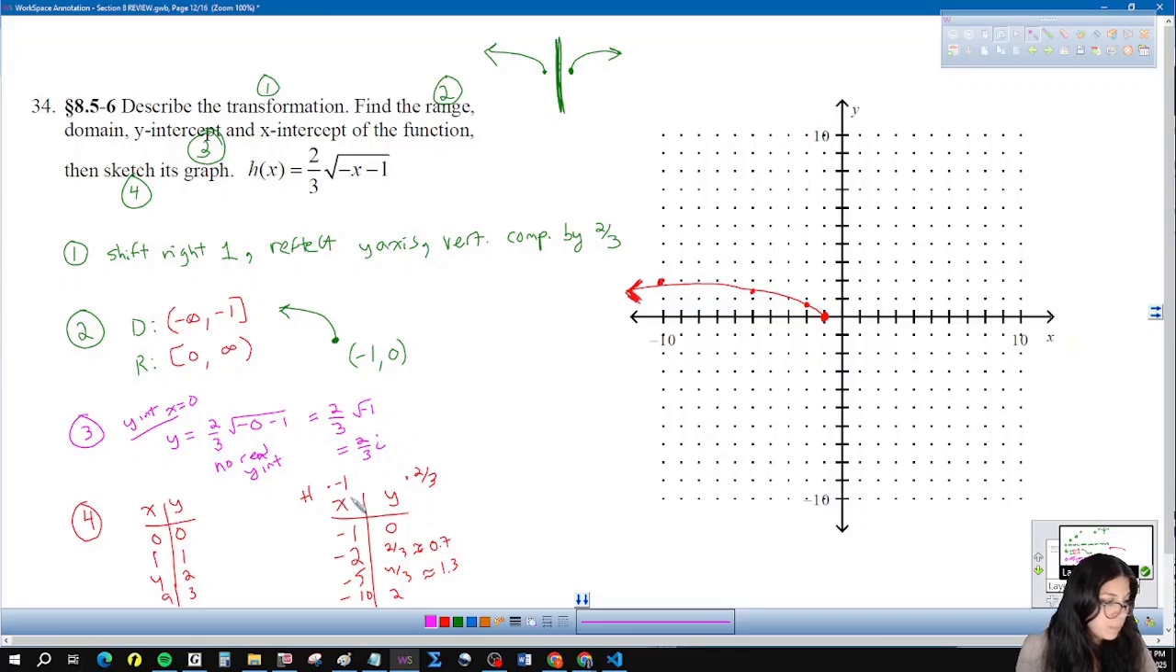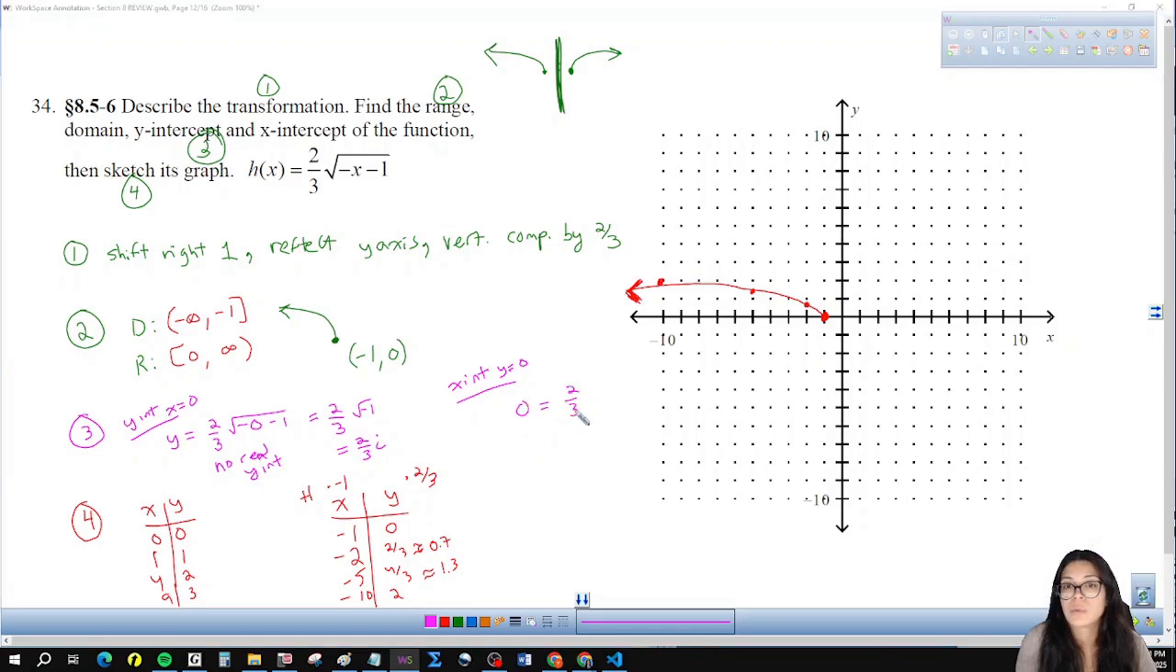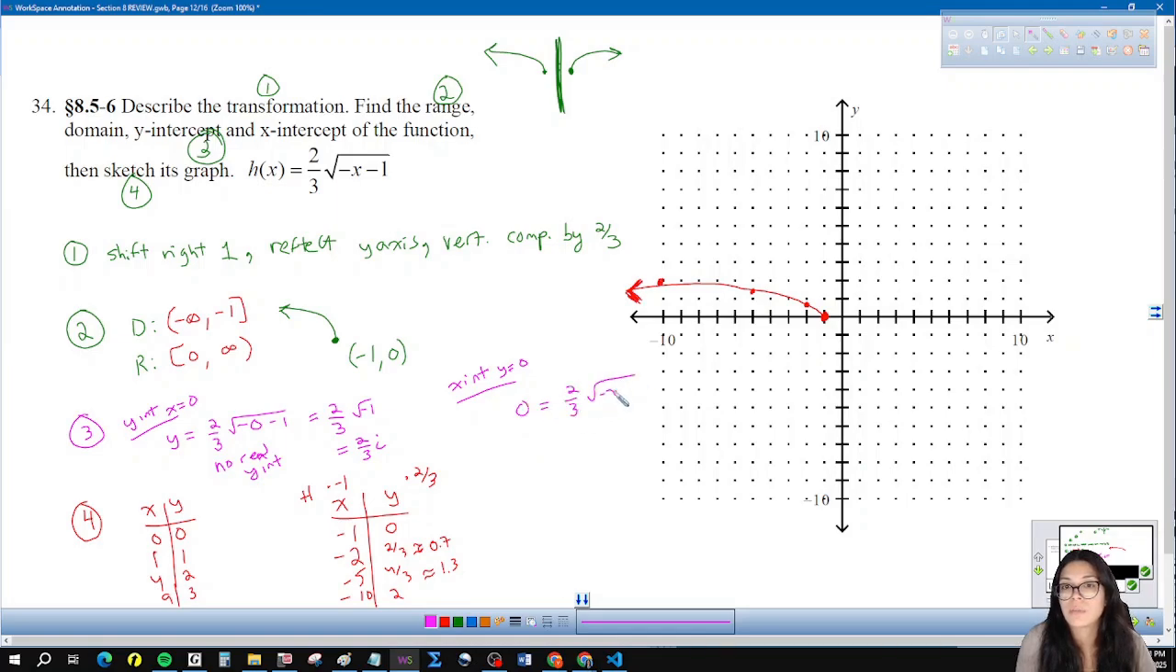There's no real y-intercept. For the x-intercept, we do the reverse. We're going to set y to equal 0 and solve for x. So 0 equals 2/3 times the square root of -x minus 1. And to get rid of the 2/3, I multiply by the reciprocal, 3/2. And when I multiply the left side, we just get 0.